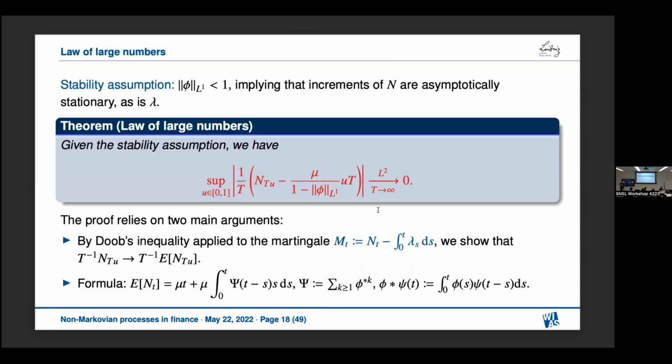Some theoretical... Yes, Fabio, please. Are you saying that any process can be part of the...? Yes. Or any Hawkes process with exponential...? No, any Hawkes process.